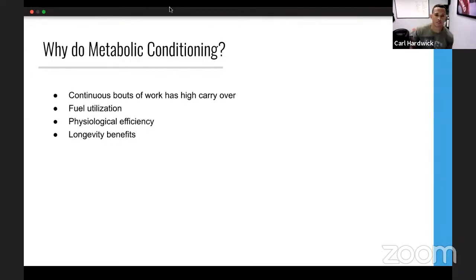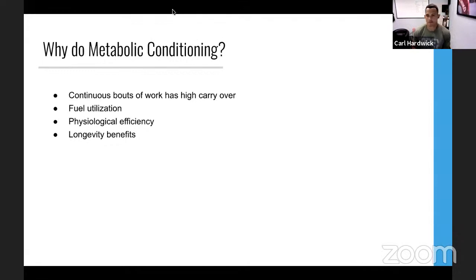So the first piece is carryover, right? Aerobic work and understanding how to go about those bouts of work has a lot of carryover to other aspects of life. We learn patience, we learn how to be sustainable, and inversely, we learn how being unsustainable can have negative impacts on exercise, life, and so on and so forth. And it gives us a really good metabolic challenge.